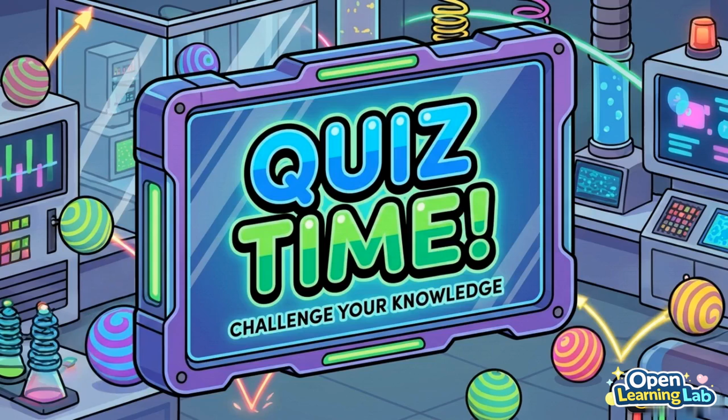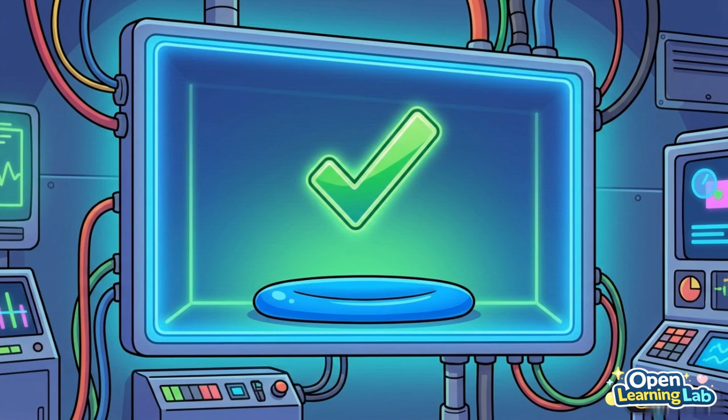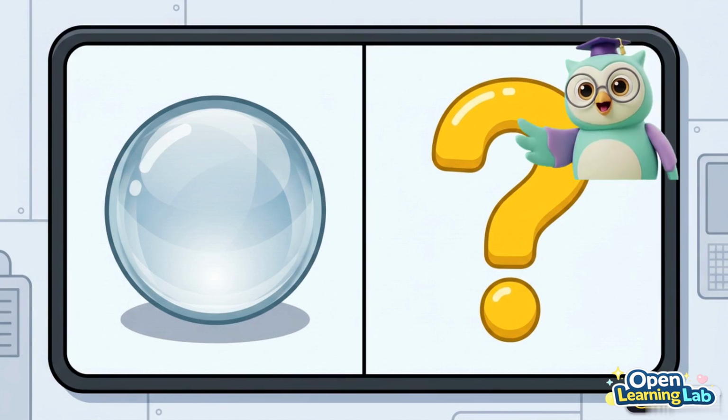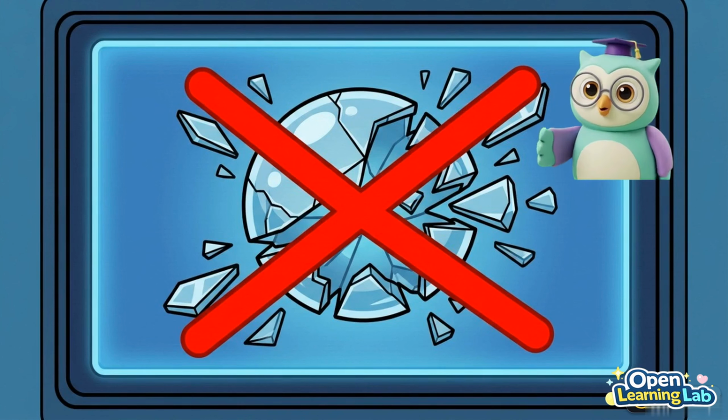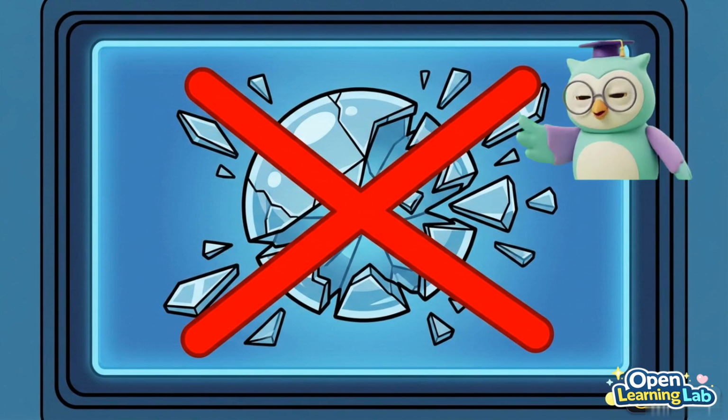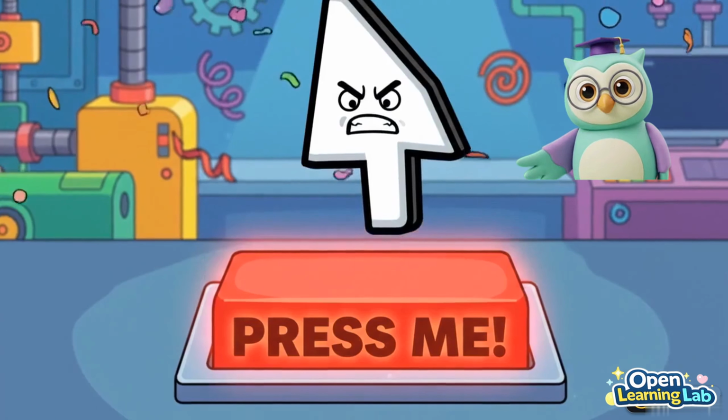Let's see what you've learned. Question 1. What must a bouncy ball do the moment it hits the ground to store its energy? It has to squish. Question 2. Based on what we saw with the marble, is a solid glass ball capable of bouncing? No, it's too rigid. You've got the basics down.